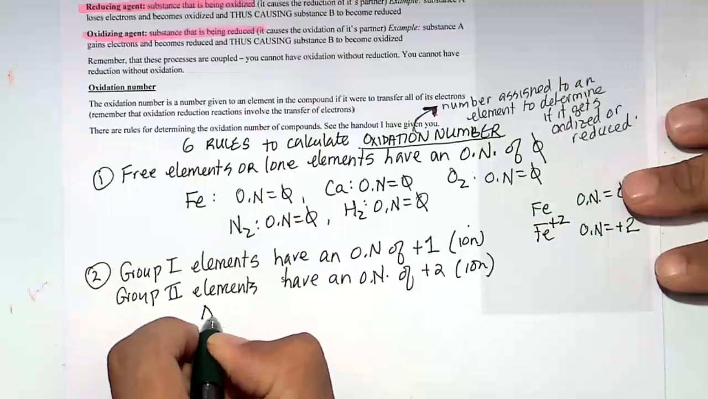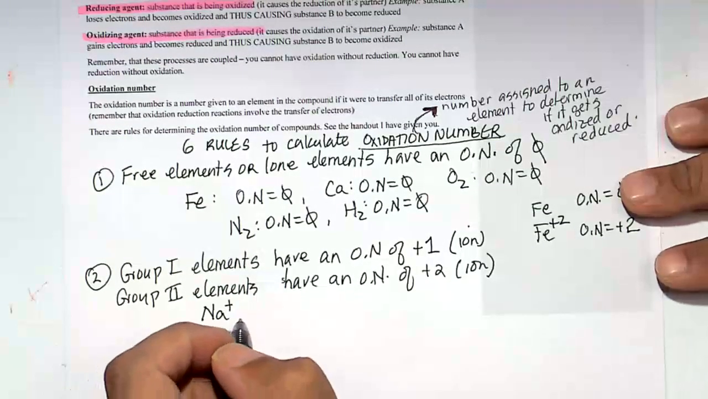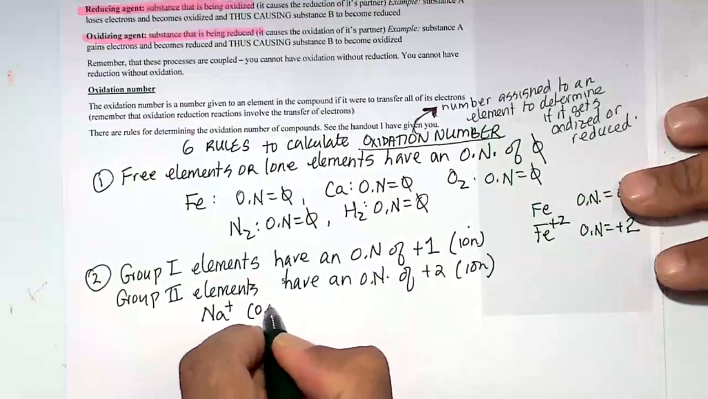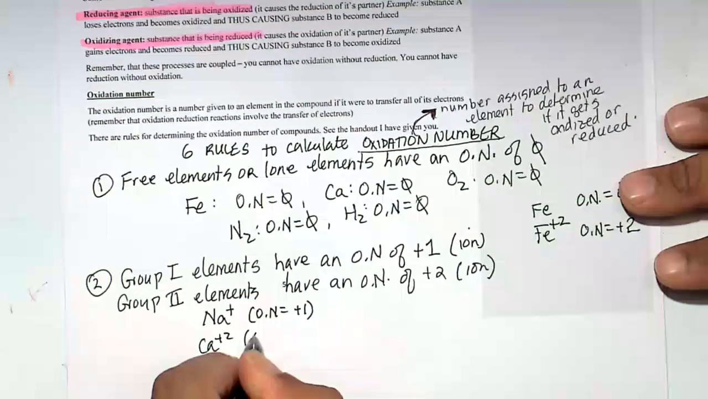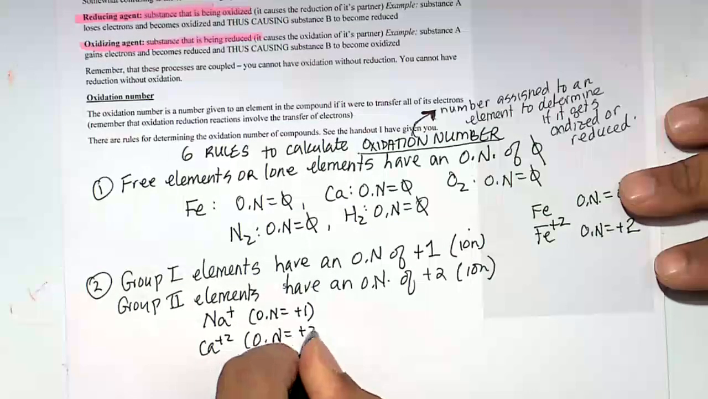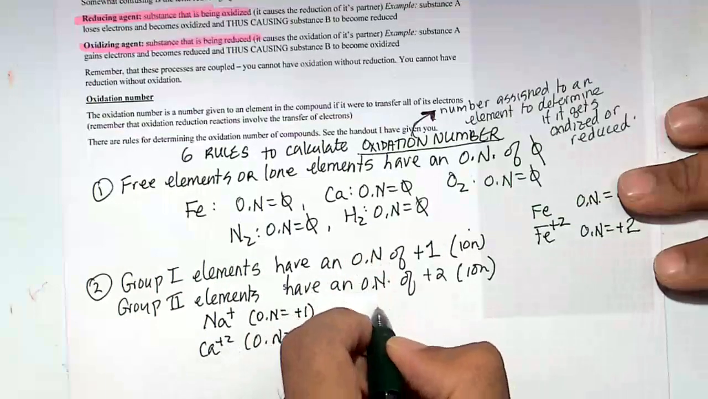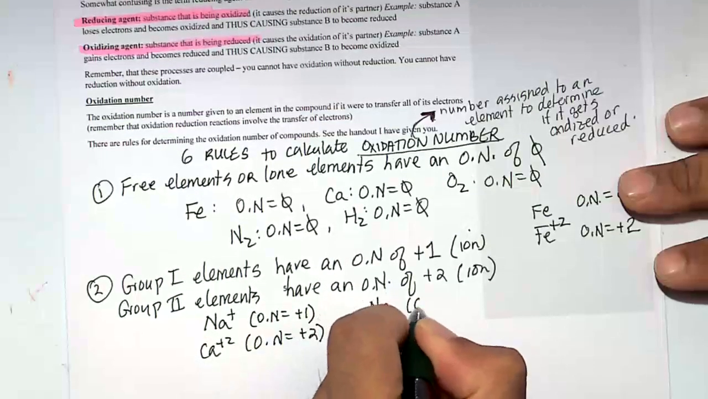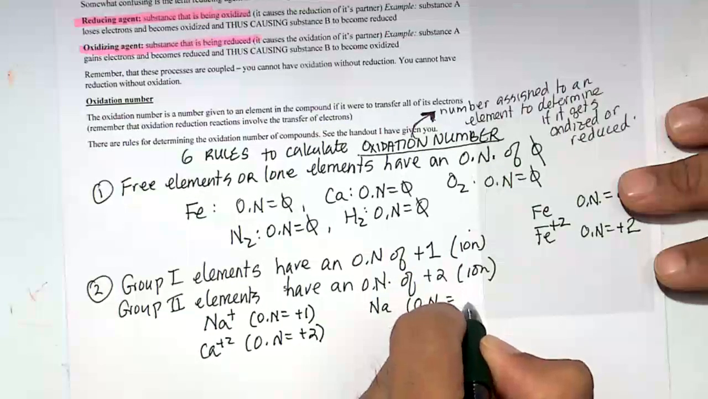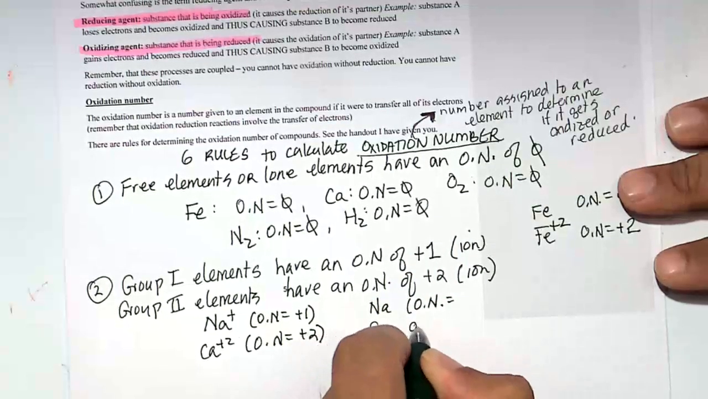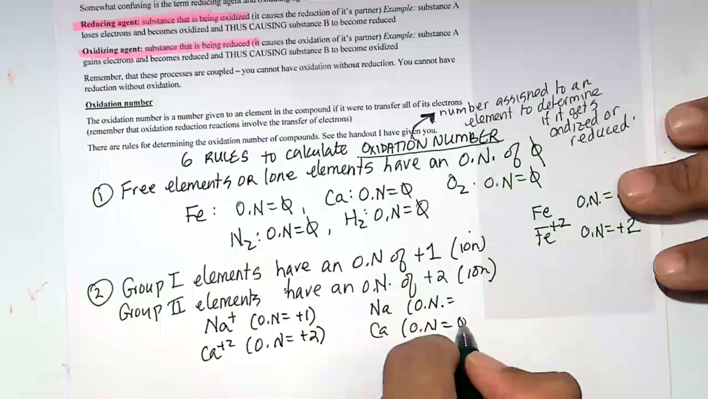So what is the oxidation number of sodium ion? It's the same as the charge, so it's going to be plus 1. What about calcium ion? It's the same as if it were to form an ionic compound. You don't get confused with Na plus and Na. What's the oxidation number of straight Na? Or straight calcium, no charge? 0.